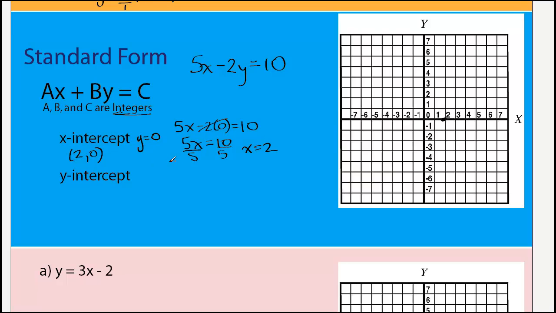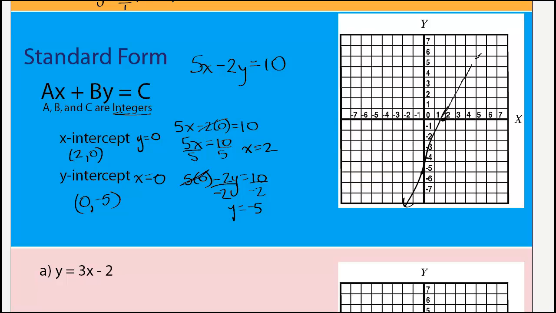Now with our y-intercept, where it crosses our y-axis, we know that our x has to equal 0. And so we come here and we say, okay, 5 times 0 minus 2y equals 10. That's the 0. Now we divide by negative 2, divide by negative 2, y equals negative 5. So now we have the point (0, negative 5). So now let's come over here, and we have negative 5, and then we have to connect the dots.